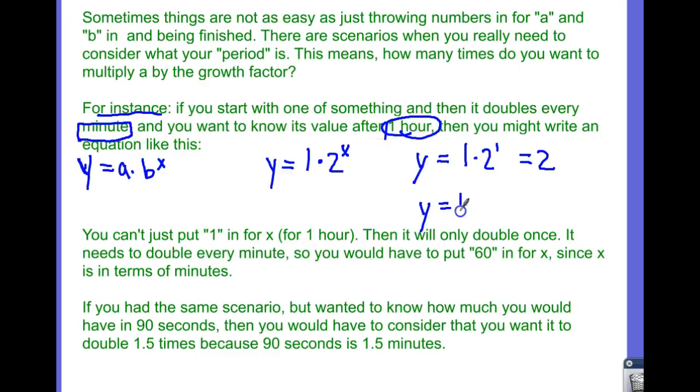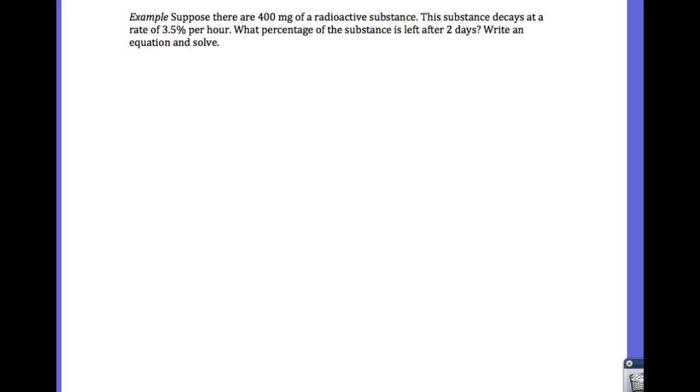This should, of course, be 1 times 2 to the 60, which is an incredibly big number. But you understand what I'm getting at here. We can't always just take this number and throw it in. We need to think a little more deeply than that.